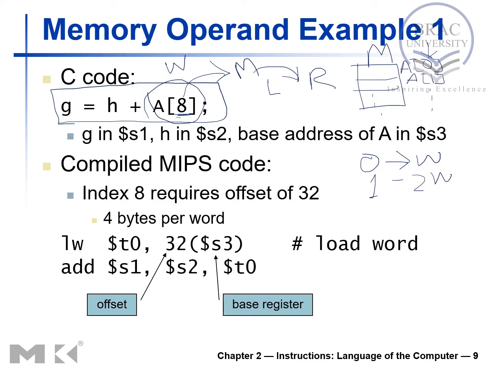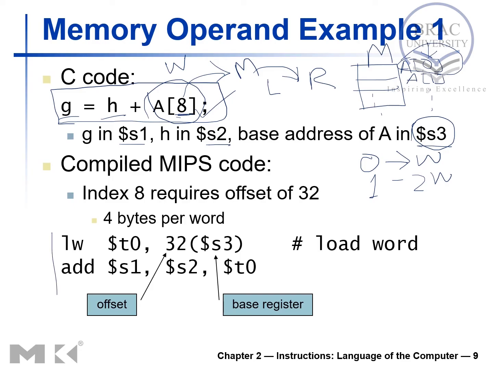Let's see. Since this is register-based, we need to assign a register for each of these variables. G is assigned to S1, H is assigned to S2, and the base address of A is in S3, which means whatever the memory address of the first array element is, we save that in S3. We do not know what that address is, but just assume that it is in S3. So the MIPS code for this C code would be something like this.